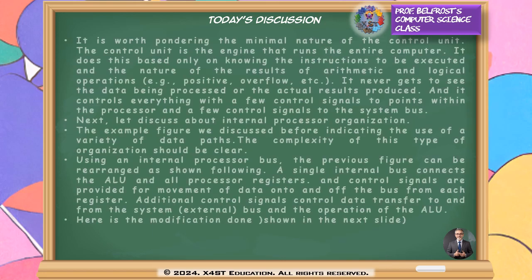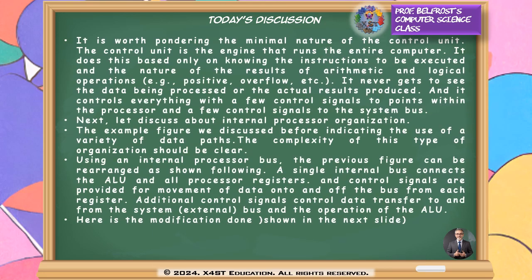So it is worth pondering the minimal nature of the control. The CPU is the engine that runs the entire computer, and it does this based on only knowing the instruction to be executed and the nature of the result of arithmetic and logical operations. It never gets to see the data being processed or the actual results produced. It controls everything with a few control signals at points within the processor and a few control signals to the system bus. Okay, so that's done.